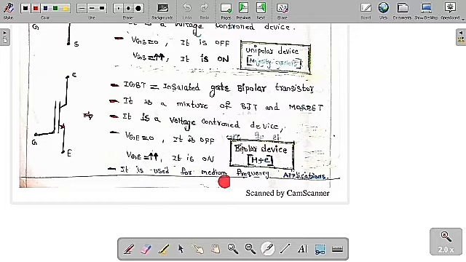Here it is used for medium frequency applications, because it is also a bipolar device, meaning both majority carriers and minority carriers are responsible for the flow of current, like holes and electrons. Because minority carriers are present, it is used for medium frequency applications, whereas BJT is used for low frequency applications and IGBT for medium frequency applications, whereas the MOSFET is used for higher frequency applications.